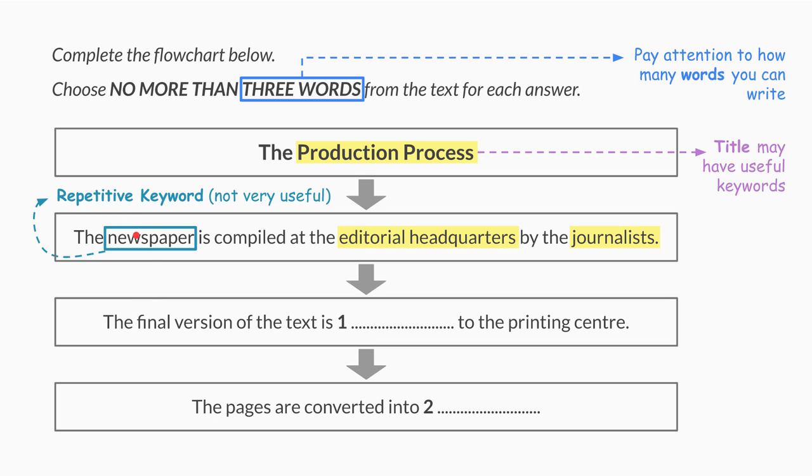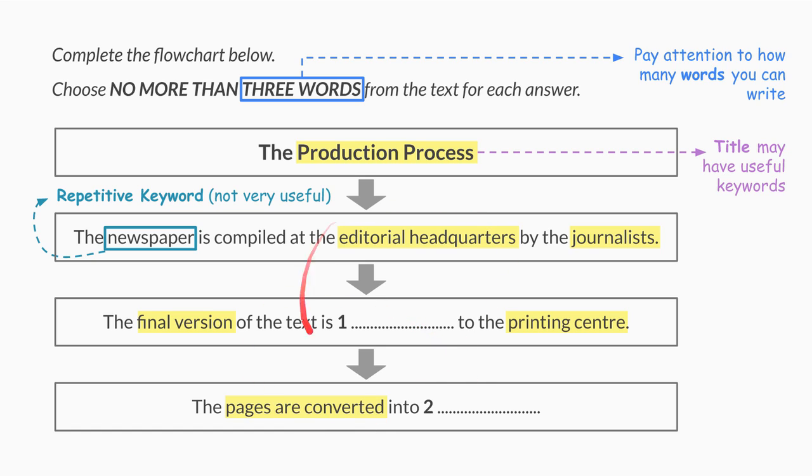The whole article is going to be about newspaper, so this keyword is going to appear again and again throughout the reading article, and it's not really going to help me very much to locate this matching sentence. So I haven't marked this and I'm going to skip over this keyword. Let's move on to question number 1 and let's mark some keywords here. Here I have final version and printing center. And then for number 2, I have pages and something about pages being converted into something else.